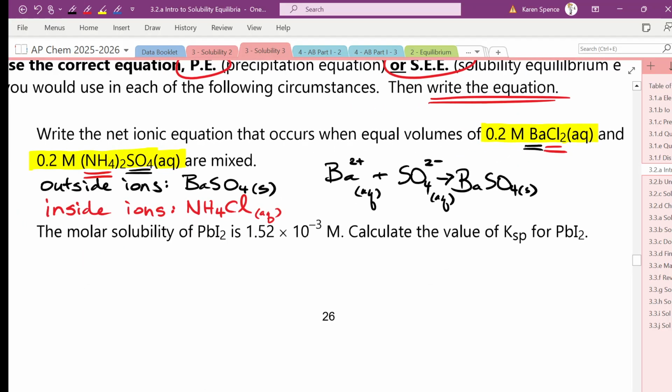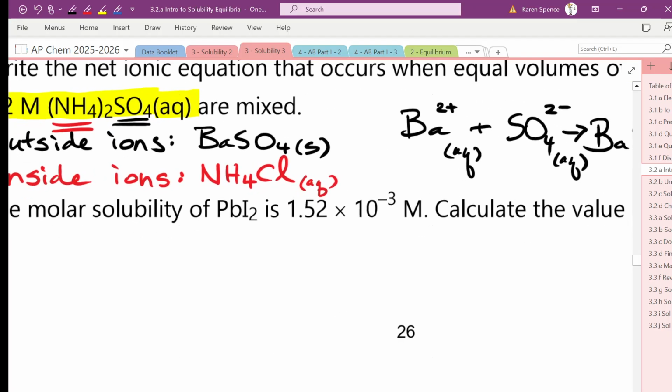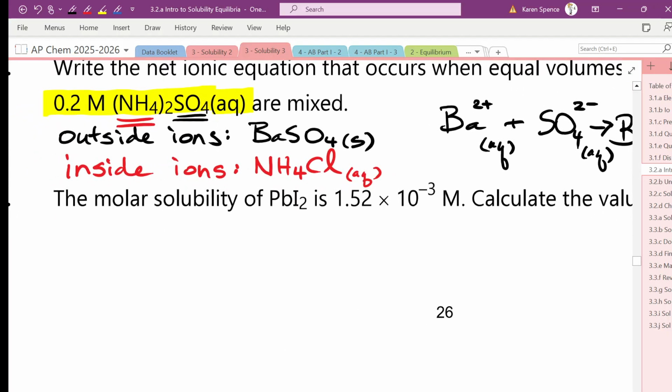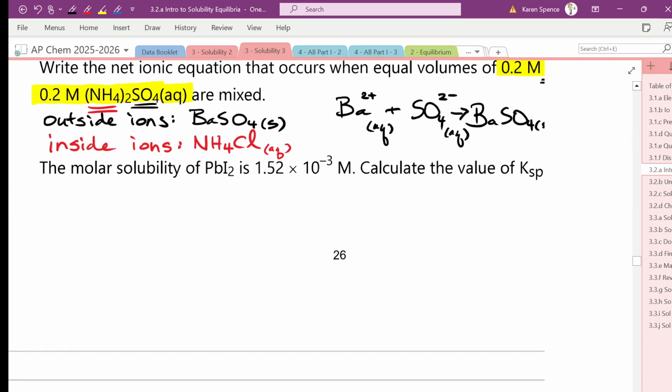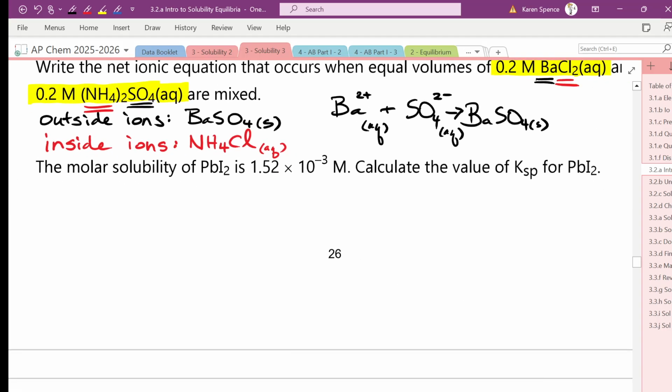All right, our next question. We're told the molar solubility of PbI2 is 1.52 times 10 to the minus 3, and we're asked to calculate the value of KSP. Do we want to use the solubility equilibrium equation or the precipitation? Solubility equilibrium equation.